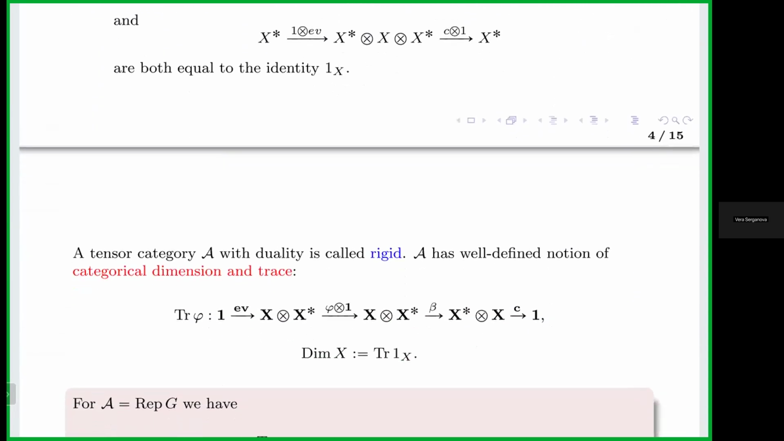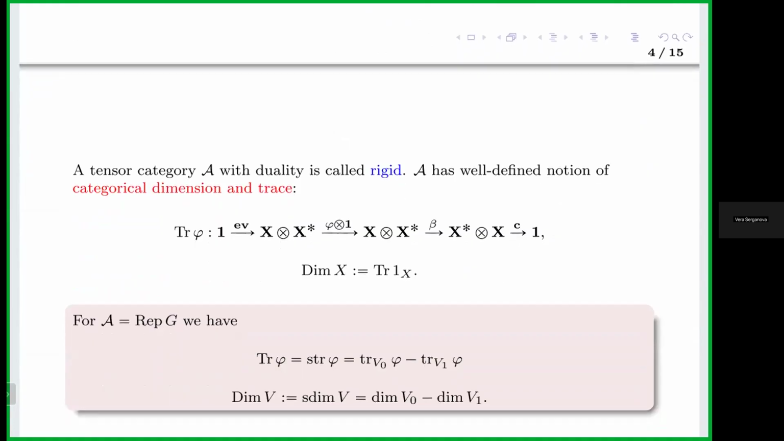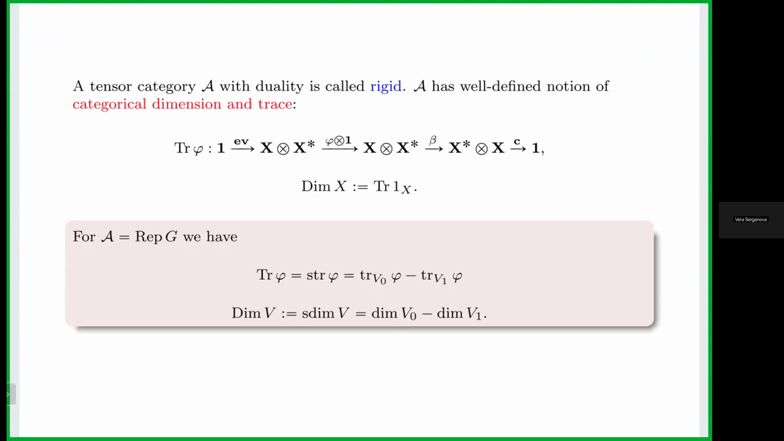One remarkable property of such categories is that we always have the notion of dimension and trace. The dimension and trace take values in our ground field. In the main example, representations of a supergroup, which we discussed, this categorical trace is called the supertrace. It is given by the formula that when you have an endomorphism of the vector space and you would like to take the trace, you take the trace of the even part and subtract the trace of the odd part. I should say that in our category, all morphisms are parity preserving. So everything is Z2 graded and the parity is preserved.